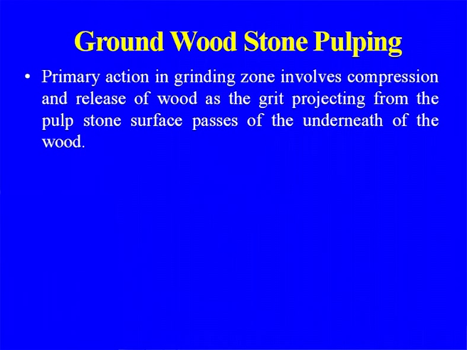This is the stone ground pulping that was used earlier, and many mills, like the Nepal paper mill, are still using the ground stone. One section is there for making it. But in the case of Hindustan Paper Kerala, they are using thermomechanical pulping. The primary action in the grinding zone involves the compression and release of the wood as the grit projects from the pulp stone. Here we are using the pulp stone, whose surface passes underneath the wood.